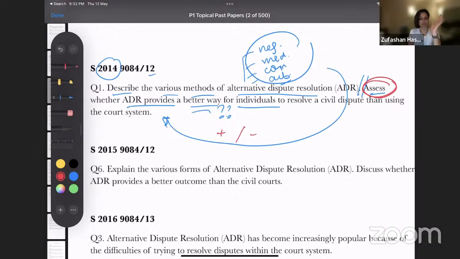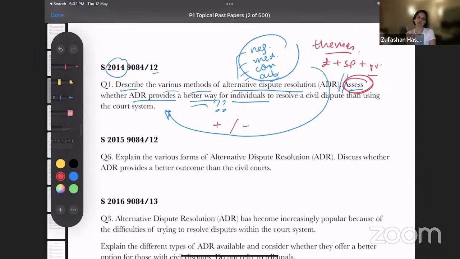So I would say go thematically over here. Use themes such as cost, along with speed, along with privacy, and so on, to compare ADR to the court system and give conclusions somewhere about which one is better or worse. And you will find that the same pattern repeats in every chapter for every topic. So the topics will change, right? The content will change, but the way the examiner is going to assess you in the paper will roughly format-wise remain the same.